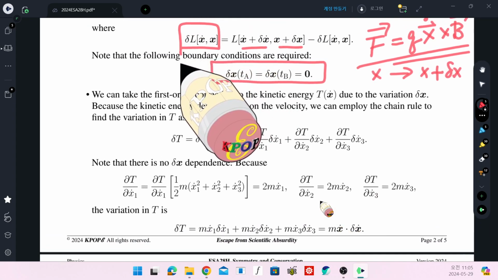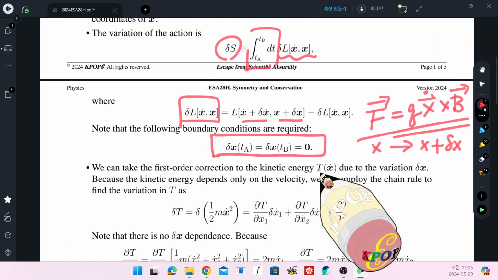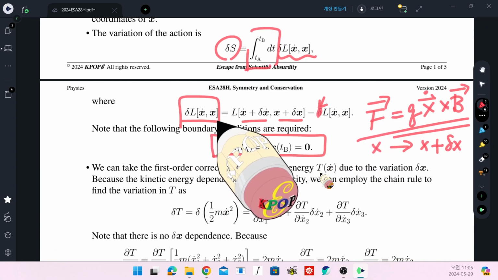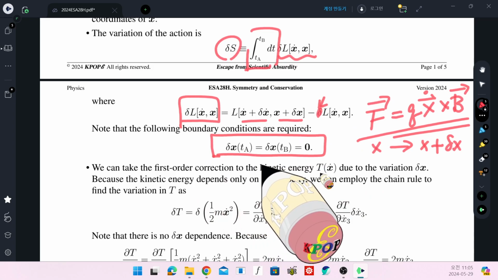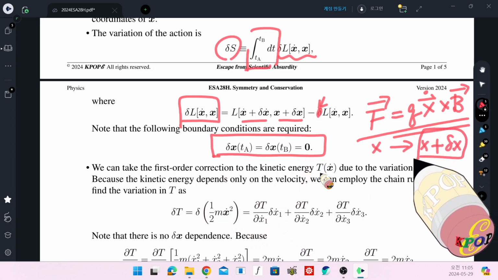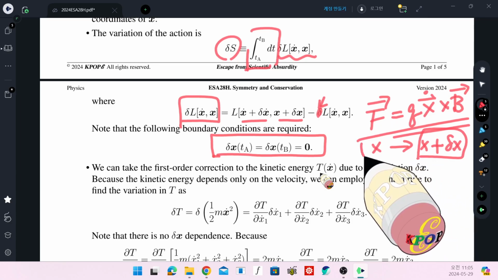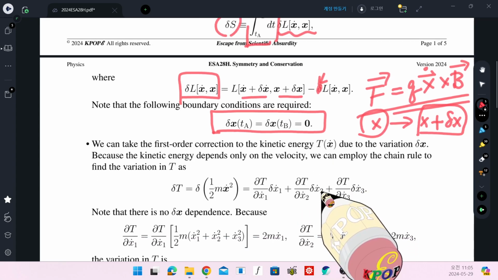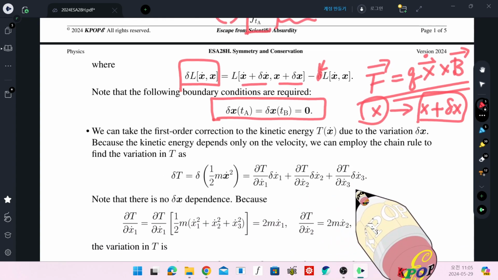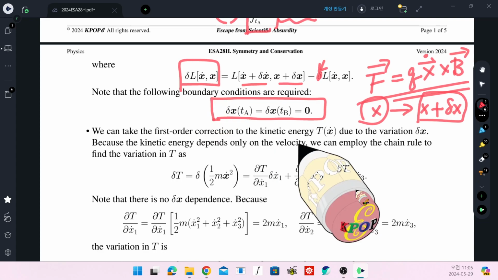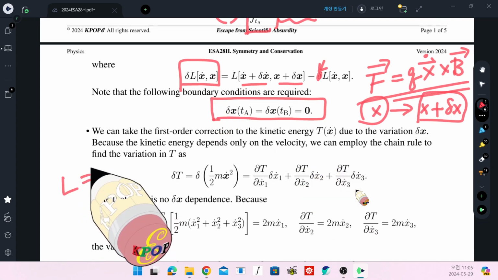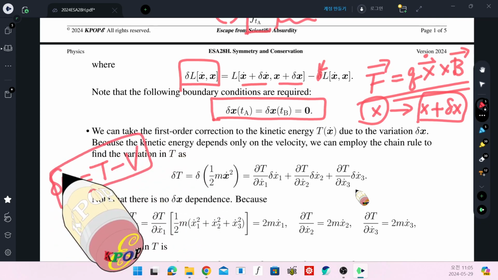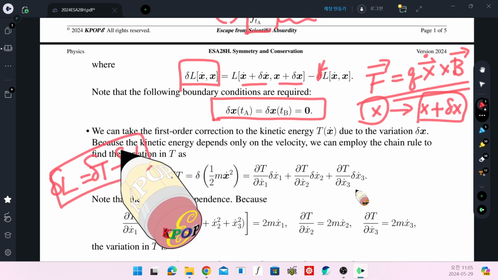In this variation, wait a second, there is a typo. This is not delta, it should be removed. Delta L is L evaluated along the varied path, subtracted by the Lagrangian evaluated along the physical path. The variation of the Lagrangian is, because Lagrangian is kinetic energy subtracted by the potential energy, variation can be made in this manner.